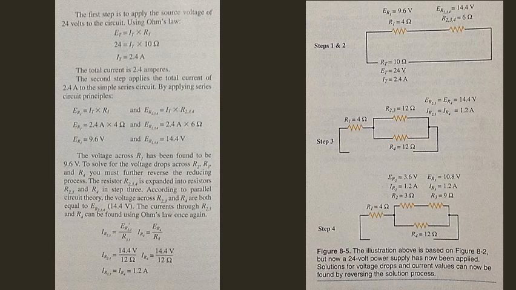The current at R23 equals the voltage drop at R23 divided by R23. So the current at R23 equals 14.4 volts divided by 12 ohms, which equals 1.2 amps. The current at R4 equals 1.2 amps as well.